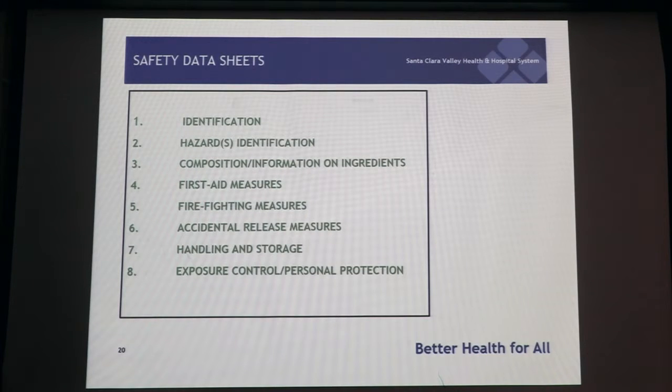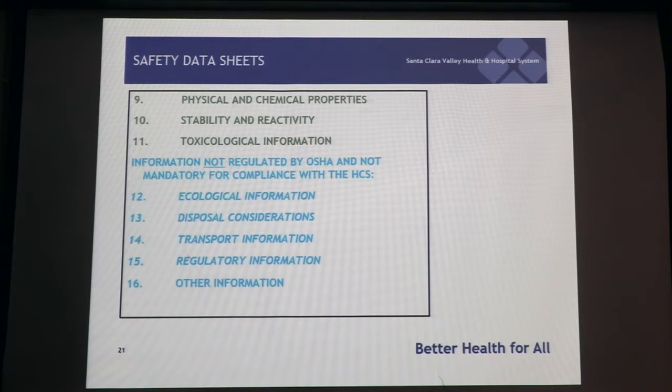Safety data sheets contain all of the information you would ever want to know about the chemicals you're working with. Identification, hazard identification, composition, first aid, firefighting, accidental release, handling and storage, exposure control, personal protection, physical and chemical properties, stability, reactivity, toxicological information, and more.